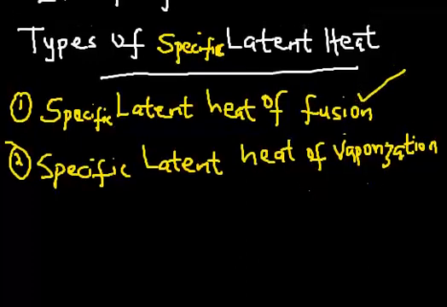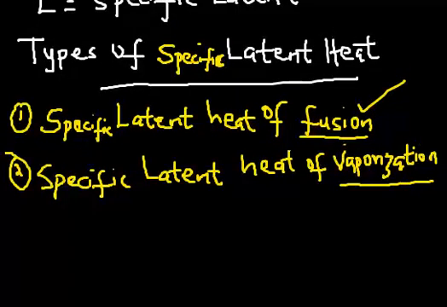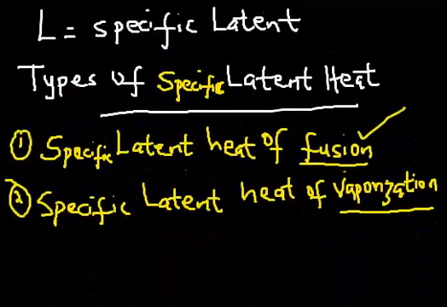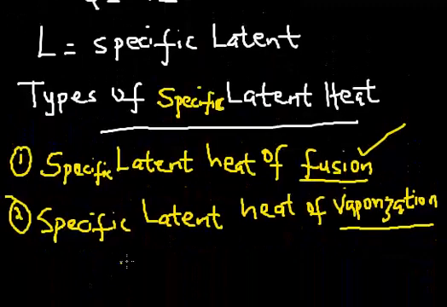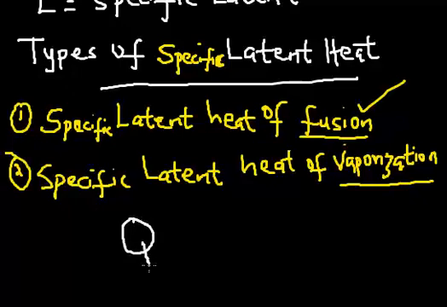Now you know that the specific latent heat of fusion occurs during melting. That of vaporization occurs during boiling. So how do I define it? Before I define it, remember the L here, we just get that from the formula. The quantity of heat energy supplied during melting or boiling is equal to mass multiplied by the specific latent heat.